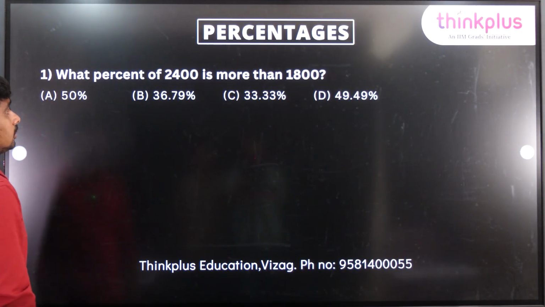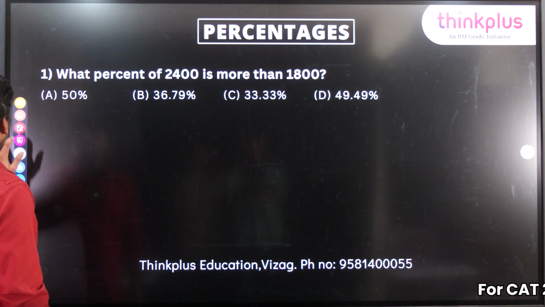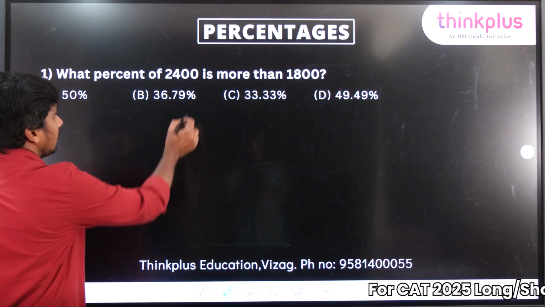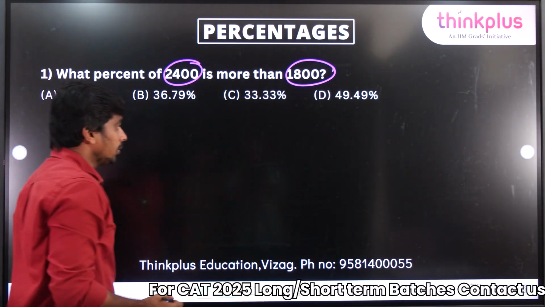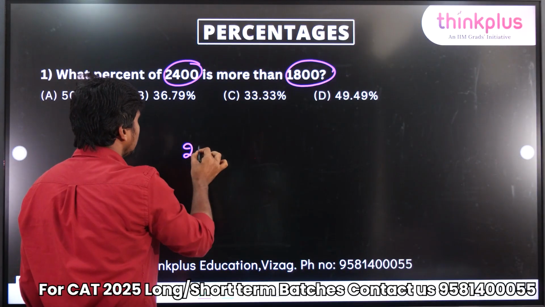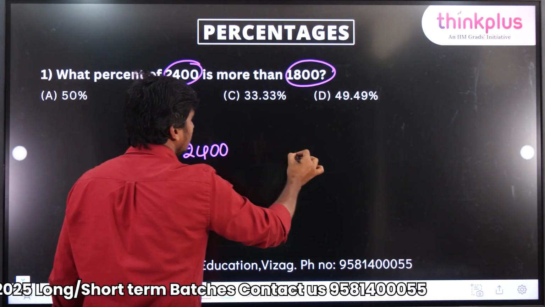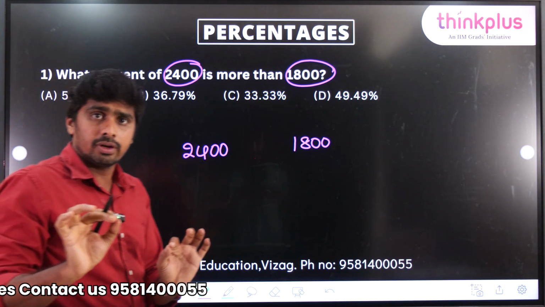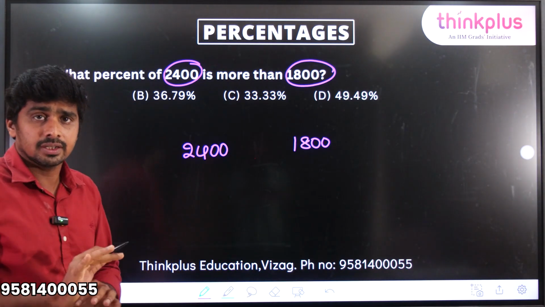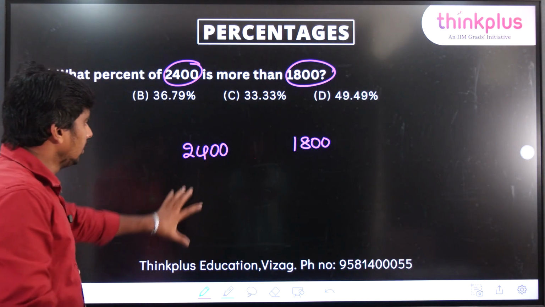What percentage of 2400 is more than 1800? I'm asking about 2400, how much more than 1800. So 2400 is the one number, 1800 is the other number. Think like a 4th class student. Don't use any formulas unnecessarily. Understand the sense of the formula.